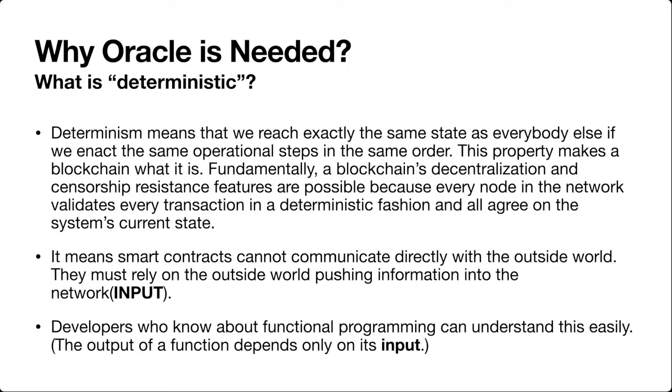Fundamentally, a blockchain's decentralization and censorship resistance features are possible because every node in the network validates every transaction in a deterministic fashion and all agree on the system's current state. It means smart contracts cannot communicate directly. They must rely on the outside world pushing information to the network. Developers who know about functional programming can understand this easily. In functional programming, the output of a function depends only on its input.